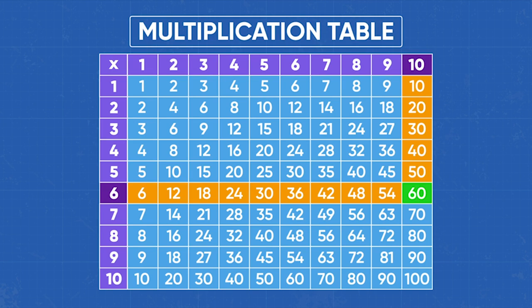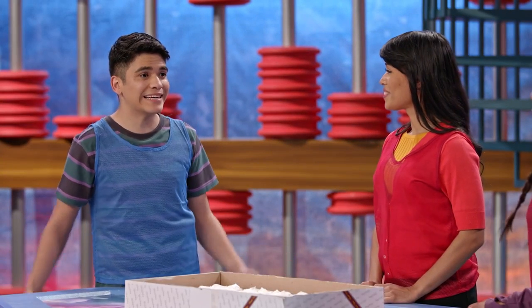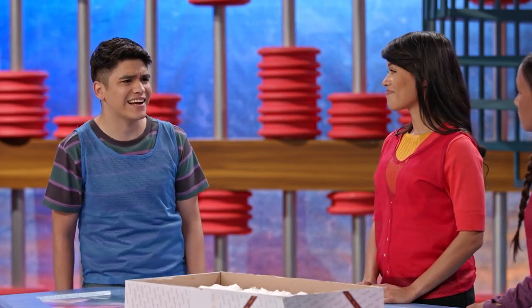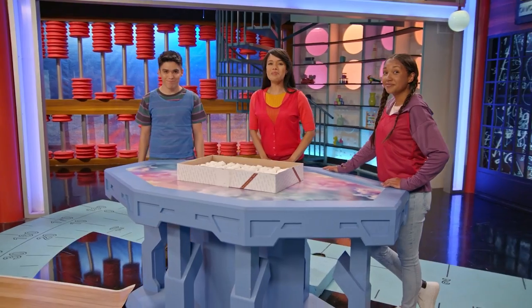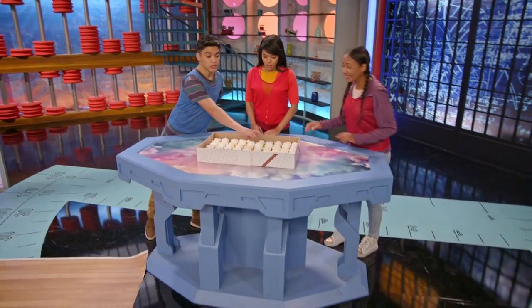But wait, look. If you start with 10 on this side and 6 on the other side, you get the same answer, 60. So 6 times 10 is 60, but also 10 times 6 is 60? Weird. Yeah, it's almost like you can multiply in any order. Why is that? That's a great observation. And now it's time to wonder why.